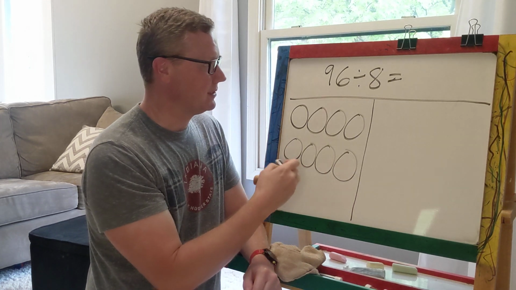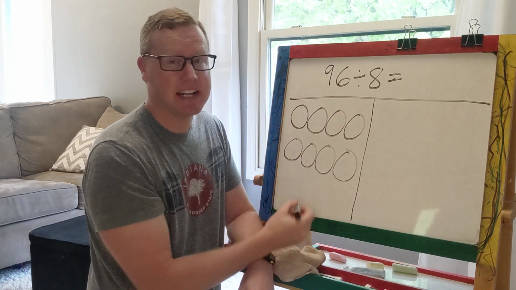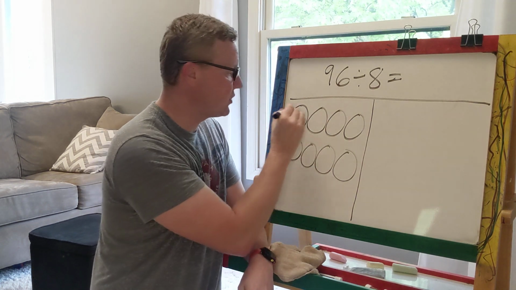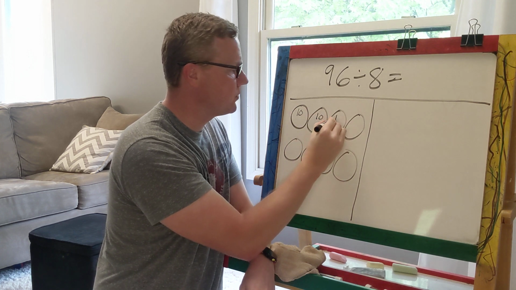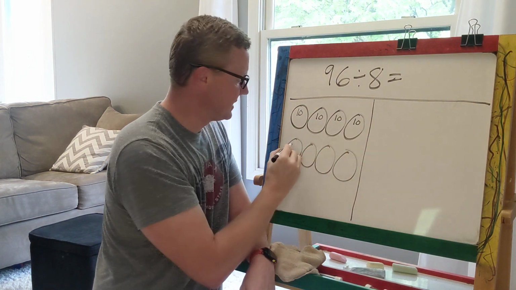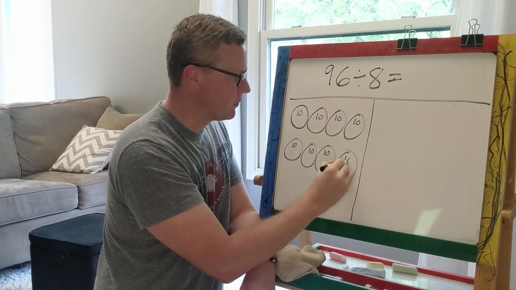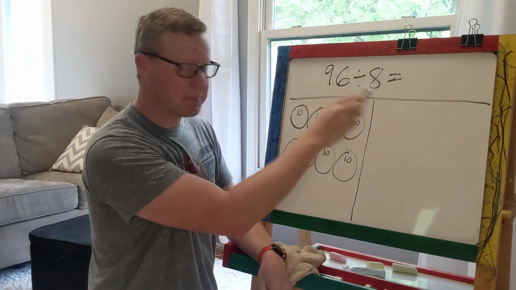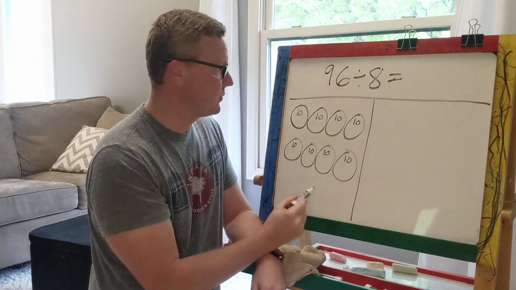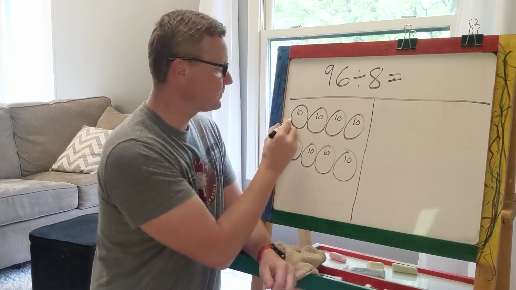I already know that 8 times 10 is 80, and that's less than 96, so we can put in 10. So instead of drawing 10 dots, I'm just going to write the number 10 in each one, and that represents 10 dots. More efficient. We're always looking for more efficient ways. So now I'm up to 80, but I'm still not to 96 with 10 in each one. So now I could just do a dot in each one.